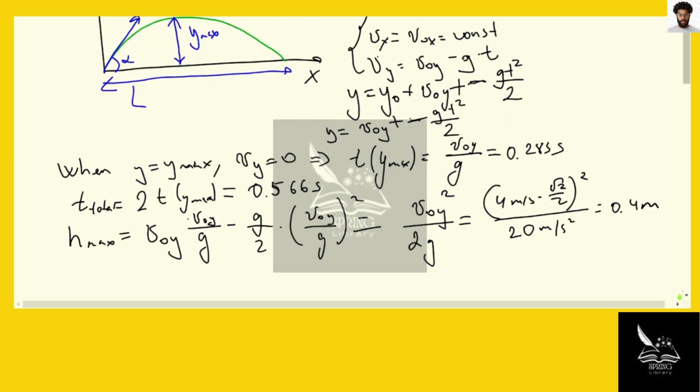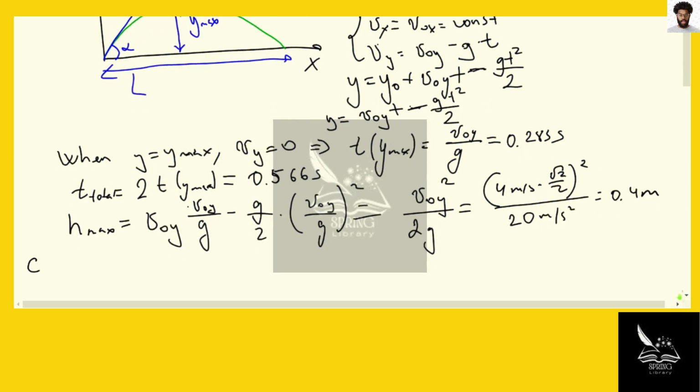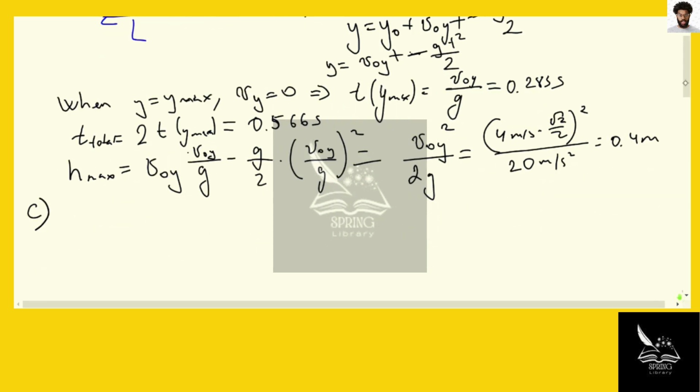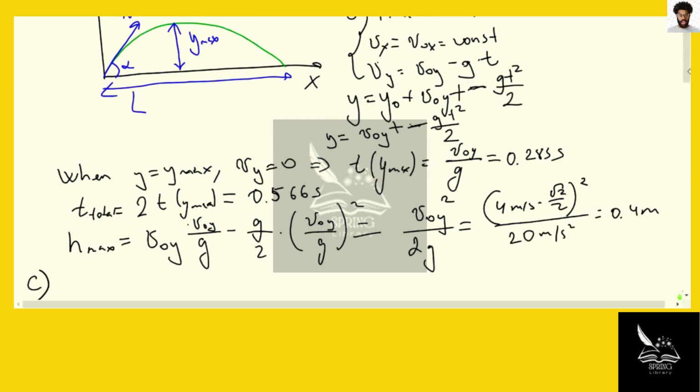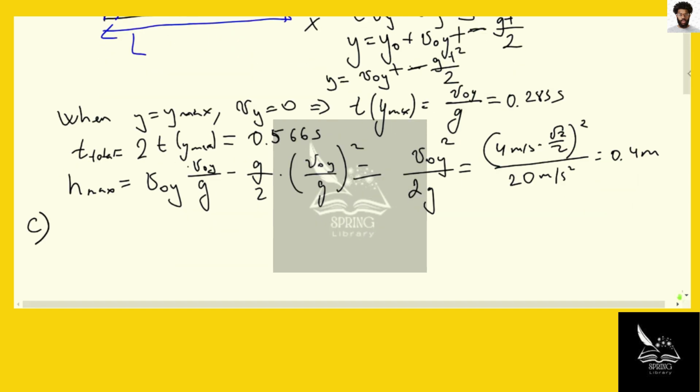So now we need to find the time when the ball hits the ground, and apparently we've already found it. So it's the total time of flight. So total time of flight equals 2 multiplied by the initial vertical component of the velocity divided by g, which is the following.